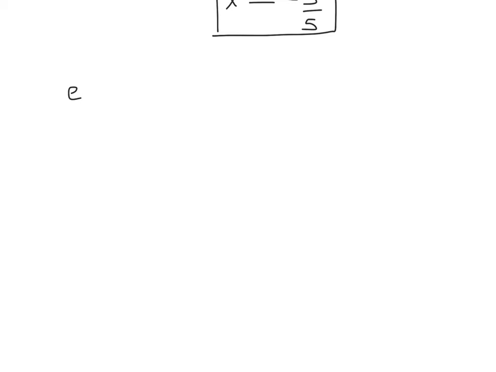Okay, here's our next example. Let's take 5x squared minus 7x minus 6 equals 0. So we think about the options we could use. We could factor, we could use the quadratic formula, we could use completing the square.